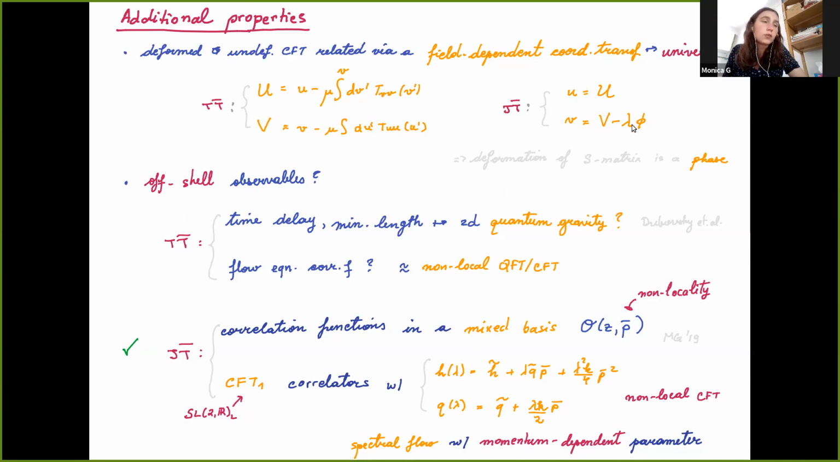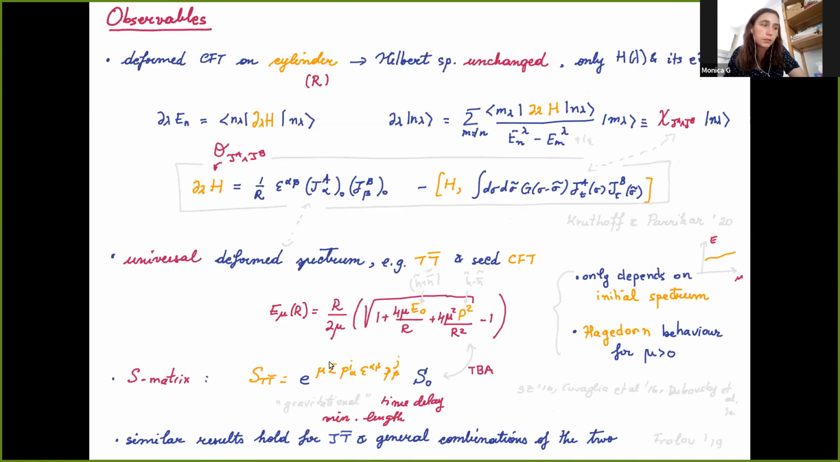In JTbar, the coordinate transformation is much simpler. The left-moving coordinate doesn't transform, and the right-moving coordinate just gets shifted by lambda times the phi, which is basically the bosonization of the U1 current. And this picture was shown to be responsible for the fact that the S matrix just gets deformed by a phase, which is the one that I've written over here. In the case of TTbar, you basically get mu times roughly p squared.